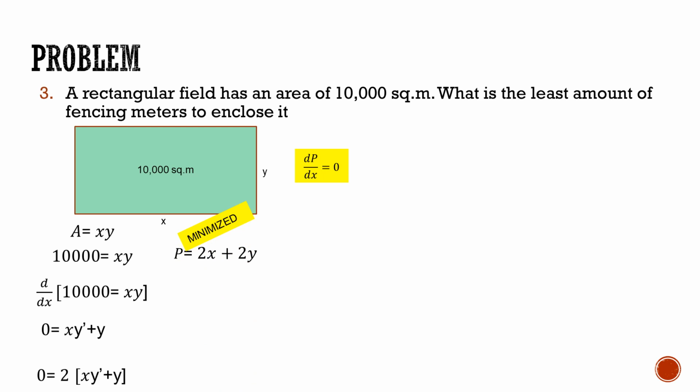Again, we have a y prime there. Okay. And then, do it also for the perimeter. So we have 0. The perimeter to be minimized, dP over dx, is on the left hand side. And then the differential of 2x is 2. Then 2y prime for the second term. Then y prime is equal to negative 1. No?